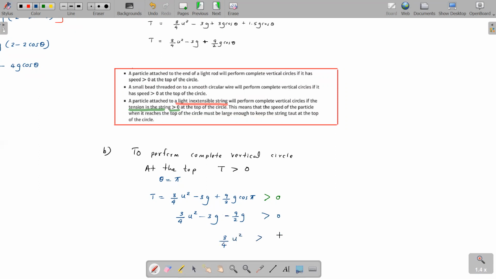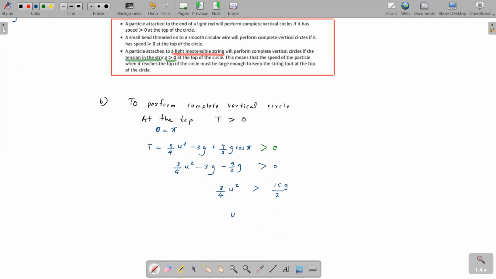3 over 4 u square is greater than 3g plus 9 over 2 g. Is that okay? That's 15g over 2. So u square is greater than 15g over 2 into 4 over 3. 2 times 1 is 2, 2 times 2 is 4, 3 times 1 is 3, 3 times 5 is 15. U square is greater than 5 times 2, 10g, right? Yeah. U square is greater than 10g.